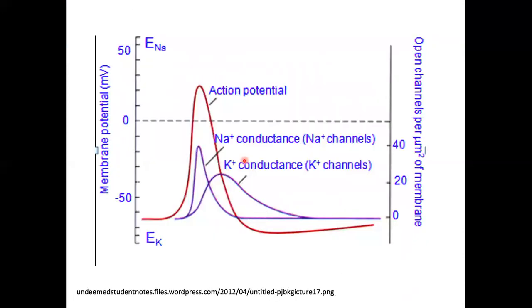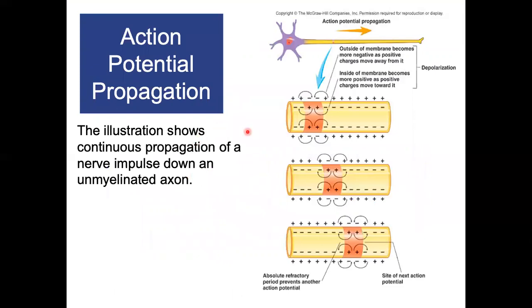You can skip this. This is just showing that depolarization is dependent on sodium and that repolarization and resting is dependent on potassium. And so those channels in sodium and potassium, those phases of the action potential are dependent on those ions. Okay, so take a look.